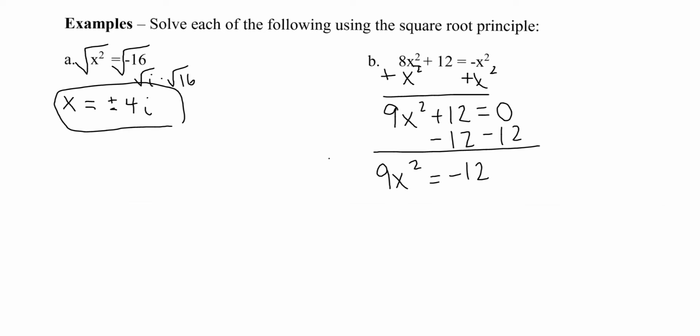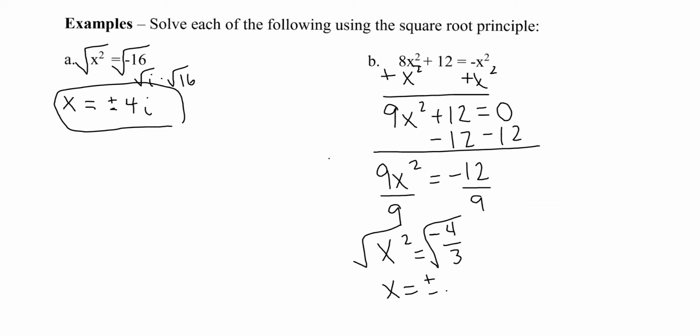Then again, we want the x squared by itself, so we're going to divide both sides by 9, and I get x squared equals negative 12/9. Then I'm going to simplify 12/9 by dividing 3 out of it, so it becomes 4/3. Now, to find x, I'll take the square root of both sides. So I get x equals the positive and negative square root of, here, I'm going to separate it, and I'm going to make it negative 4 over the square root of 3.